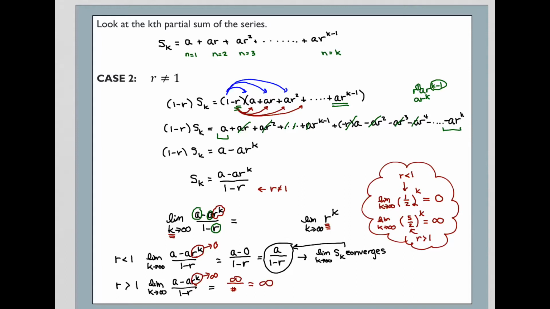And so what does that tell me? So when r is bigger than 1, what do we say about this limit then? This limit of partial sums does what? This limit diverges. And if the limit of partial sums diverges, then we know that our entire geometric series diverges. So anytime we have a geometric series where r is bigger than 1, that geometric series is going to diverge.